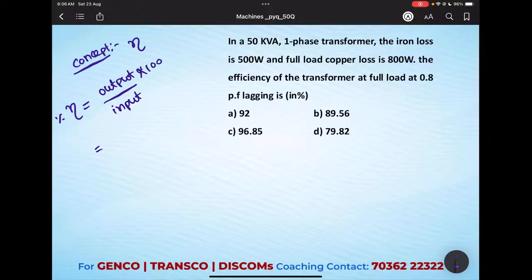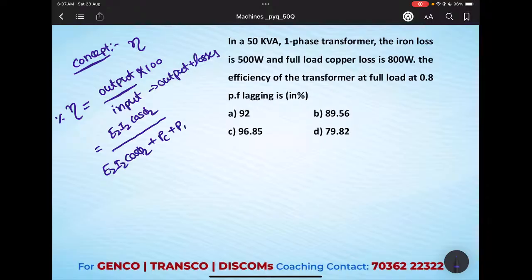In a transformer, the output power is E2 I2 cos phi 2. Since we don't know the input, we are converting input as output plus losses. That means output is E2 I2 cos phi 2 plus copper losses plus iron losses. This is the formula for the calculation of the efficiency of the transformer.